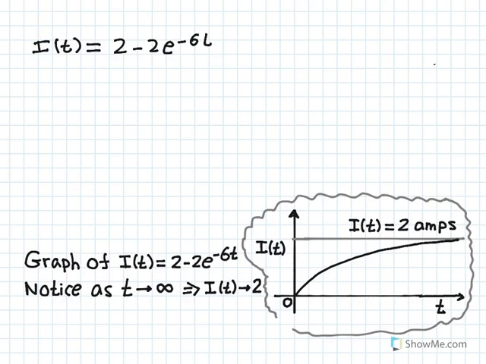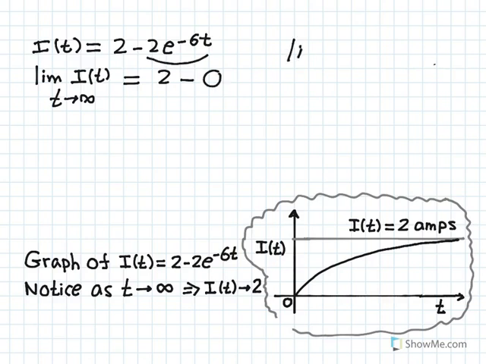Now the question asks us to find the limiting value of the current as t goes to infinity. So let's take the limit of I of t as t goes to infinity. That's going to give us 2 minus 0, because the limit of 2 e to the minus 6t is 0 as time goes to infinity, because we have a negative exponential. And if I was to elaborate further, it would be 2 divided by e to the 6t. We can rewrite it in this way.